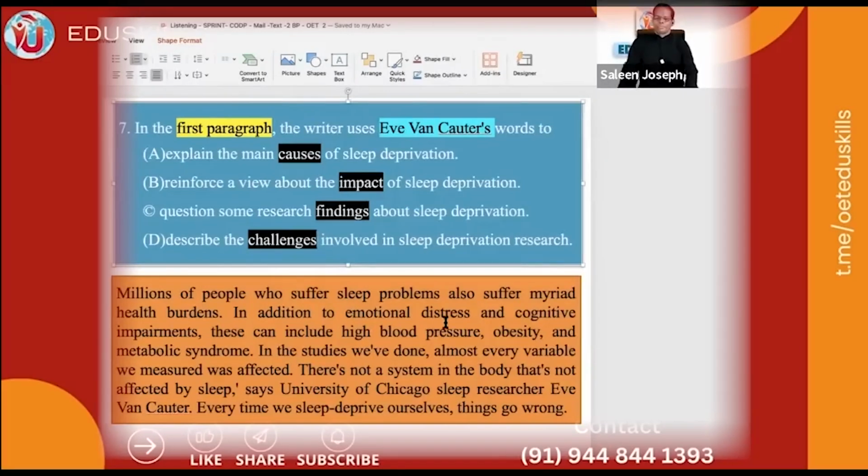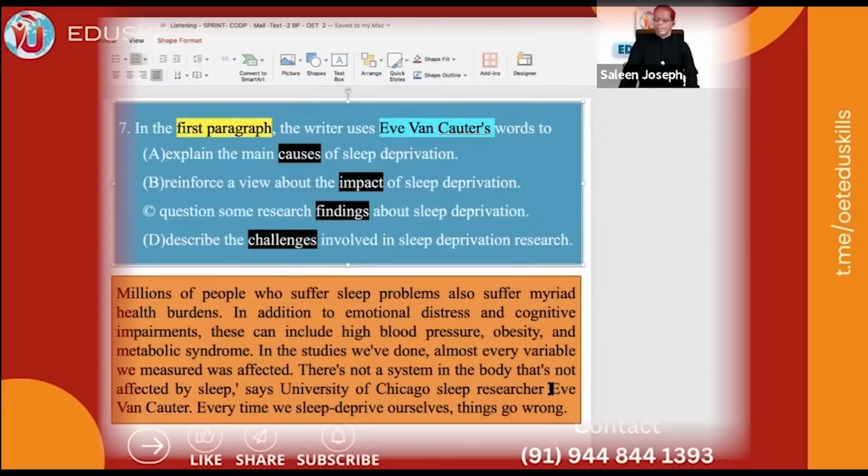Millions of people who suffer sleep problems also suffer myriad health burdens. In addition to emotional distress and cognitive impairments, these can include high blood pressure, obesity, and metabolic syndrome. In the studies we have done, almost every variable we measured was affected. There is not a system in the body that's not affected by sleep, says University of Chicago sleep researcher Eve Van Carter. Every time we sleep deprive ourselves, things go wrong.